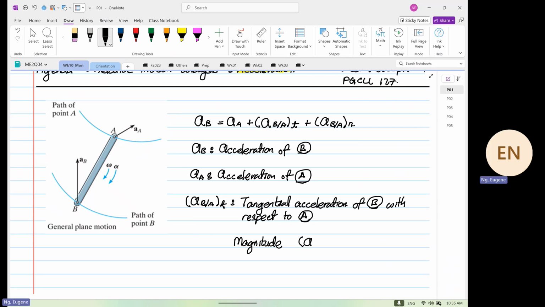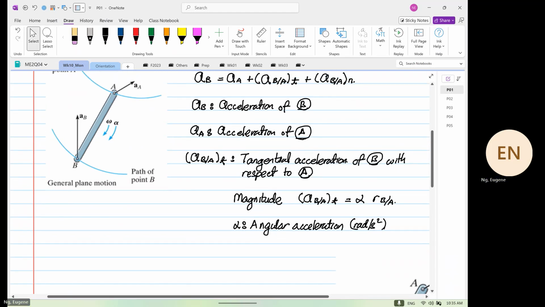In terms of magnitude, the tangential acceleration of B from point A can be calculated from alpha times r of B relative to A, where alpha over here is our angular acceleration. And this is in radians per second squared.